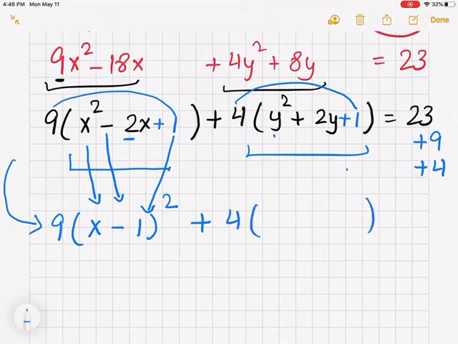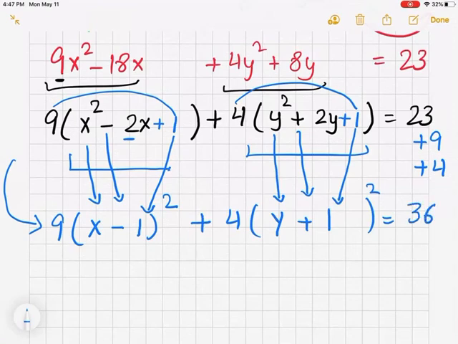Second part, I have 4. We get the first term from the first one, take the square root, it would be y. We take the second number from the last one, the square root of 1 is 1. Borrow the sign from the middle one, it's plus, and there's a square. And what's the number on the other side? 23 plus 9 plus 4 is 36.